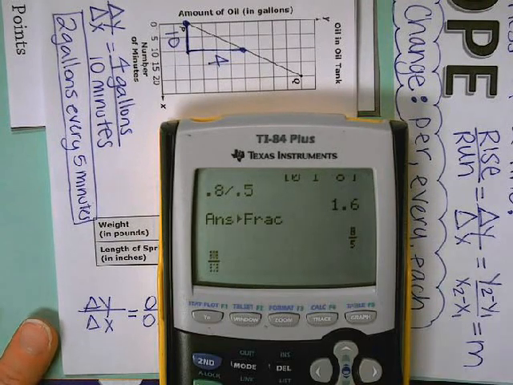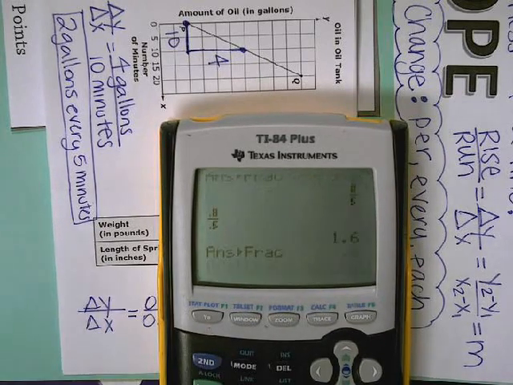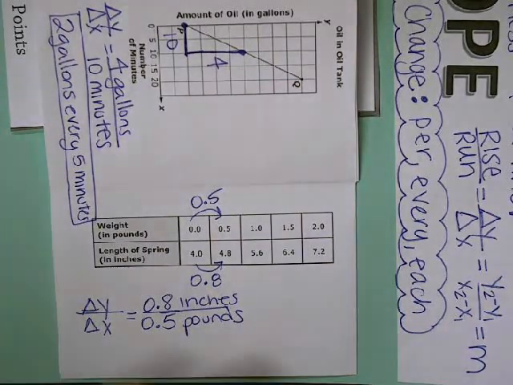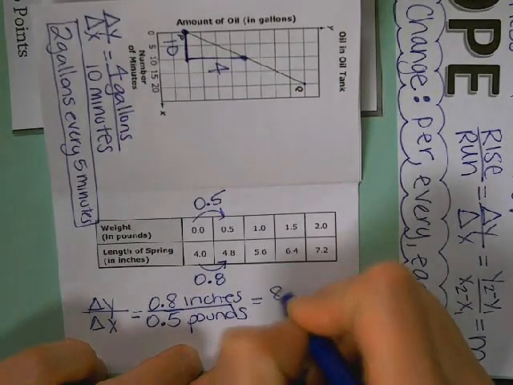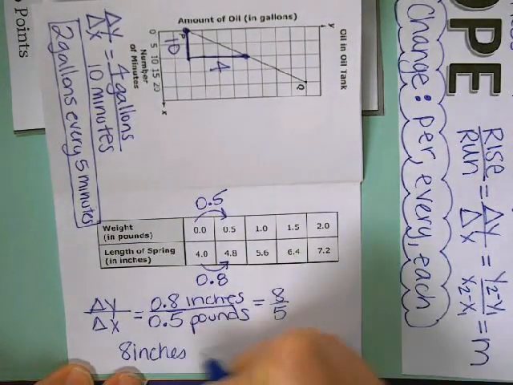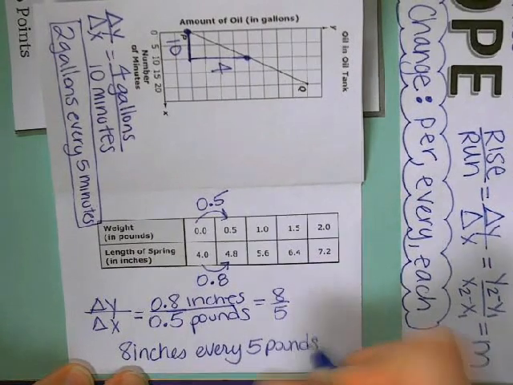You could also just do your fraction with the alpha y equals enter, and it'll give you the decimal because it's decimal, and then math, enter, enter. Either way, whatever works best for you, okay? So this says it's 8 over 5. So this is 8 inches every 5 pounds.